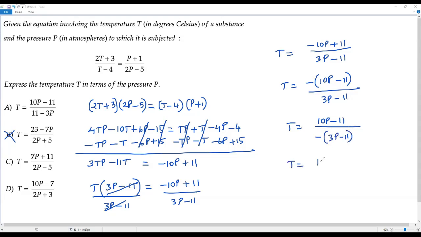Okay, now T equals (10P - 11) over the negative of (3P - 11). Now we can distribute this negative sign to the 3P and negative 11. When I do so, I'm getting negative 3P + 11. Now T equals (10P - 11) over, and we can write the positive term first, that is 11, then the negative term next, that is negative 3P. So T equals (10P - 11) over (11 - 3P). Let's check in which answer choice we have this. Clearly we have (10P - 11) over (11 - 3P) in option A. So the correct answer choice for this question is option A.